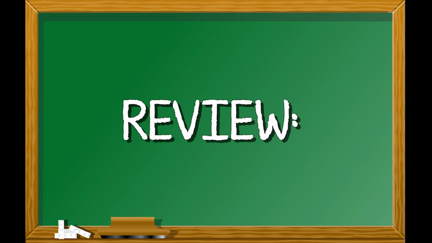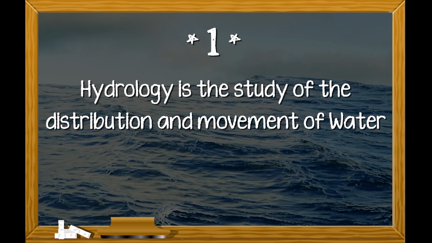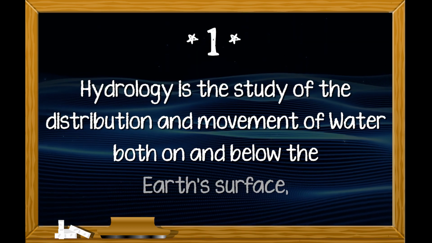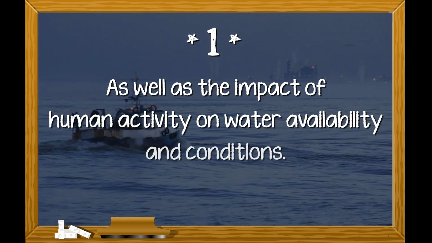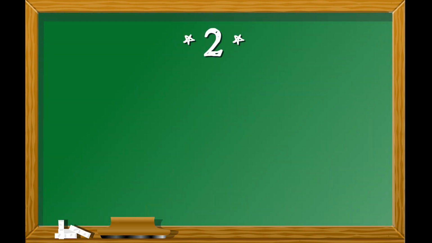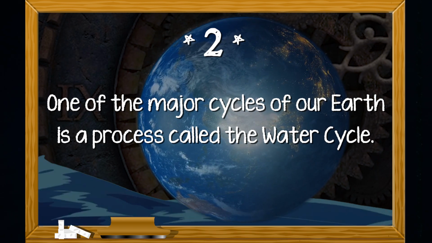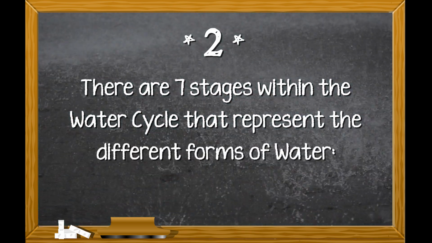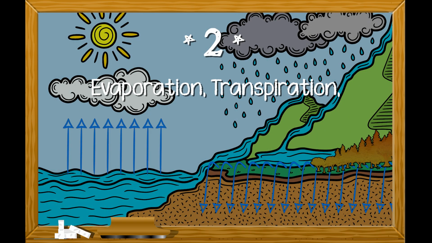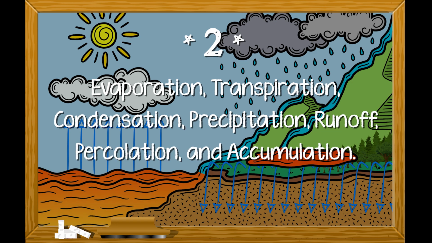So let's review what we've learned. First, hydrology is the study of the distribution and movement of water, both on and below the Earth's surface, as well as the impact of human activity on water availability and conditions. Second, one of the major cycles of our Earth is a process called the water cycle. There are 7 stages within the water cycle that represent the different forms of water: evaporation, transpiration, condensation, precipitation, runoff, percolation, and accumulation.